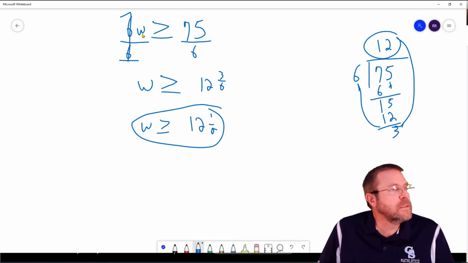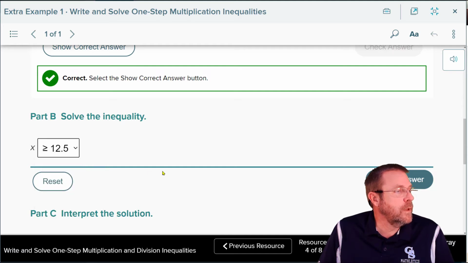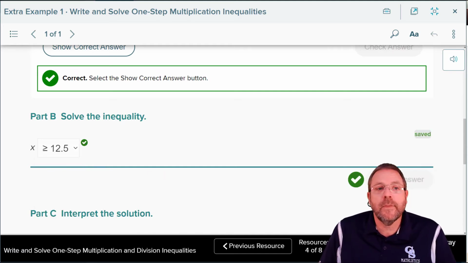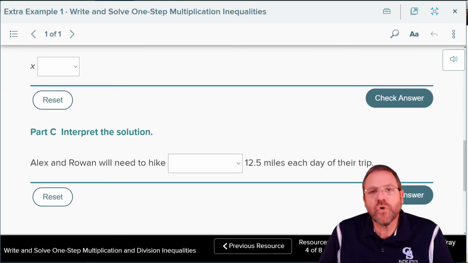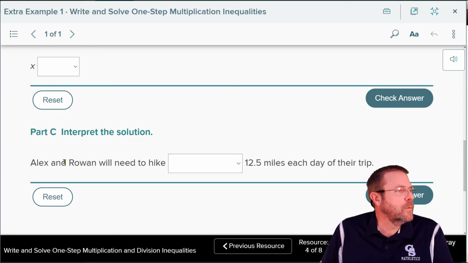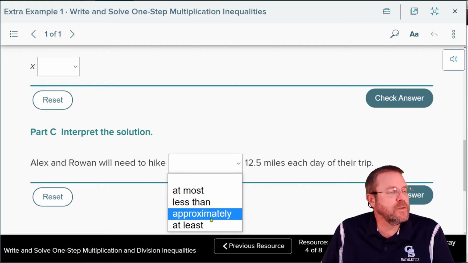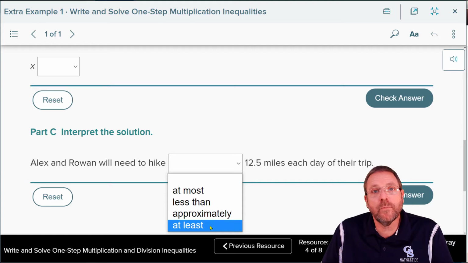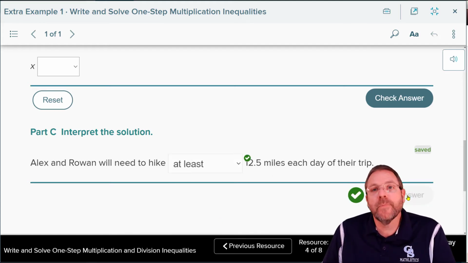Now I just realized that I had a w in for a variable. They had an x in for the variable, but either way we're going to be good. x has to be greater than or equal to 12.5, and the answer checks. Easy math. Now the last thing we have to do is interpret the solution. So interpreting the solution says that Alex and Ronan will need to hike at least 12.5 miles each day, and that one checks as well.